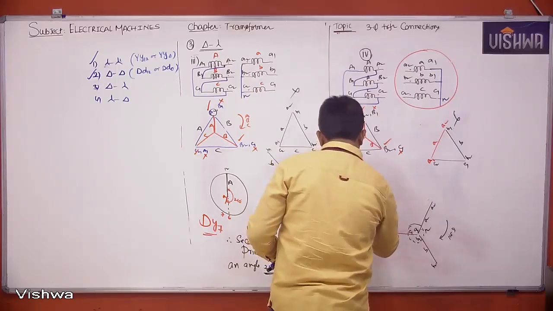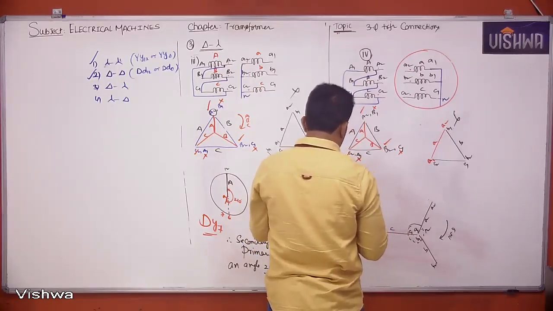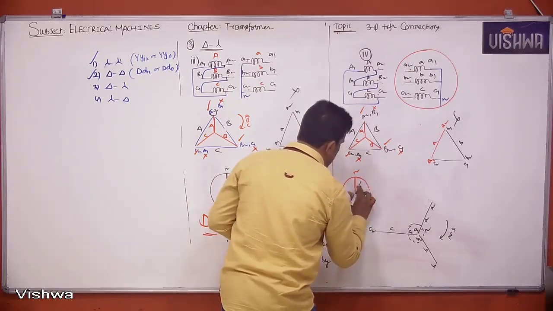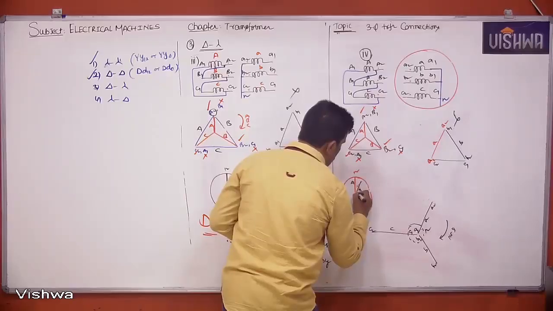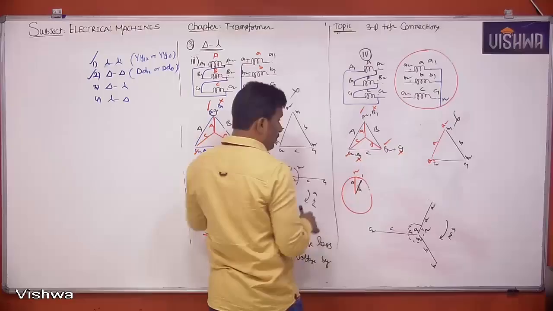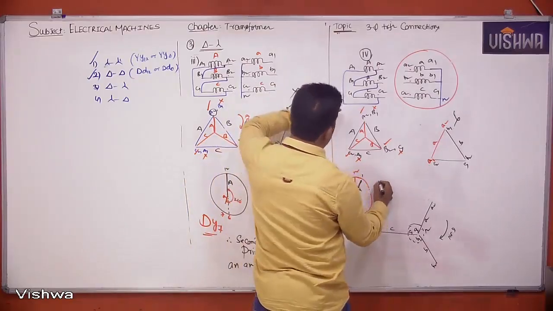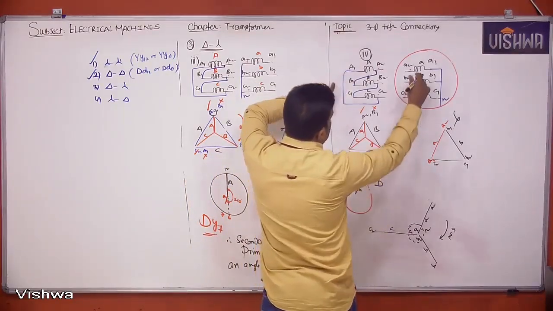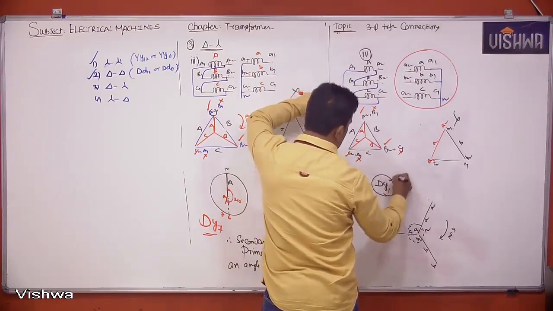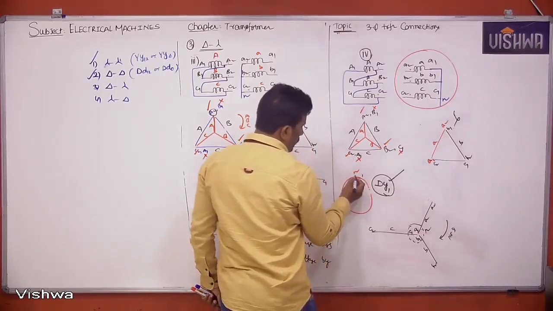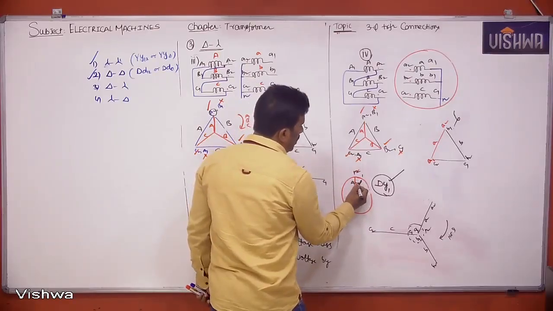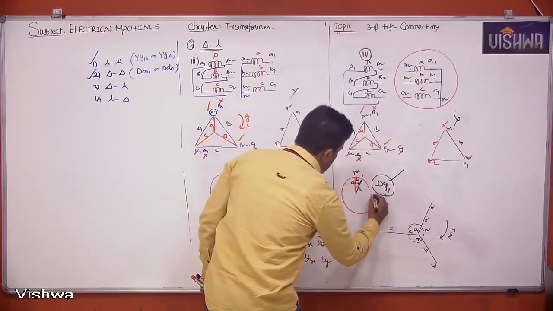This is capital A at 12 o'clock, and small a is at what time? Small a is at 1 o'clock. So what is the angle between 12 and 1 here? 30 degrees. So first of all tell me the connection. Primary is delta, capital D. Secondary is star, small y. Dy1 is the connection, and obviously when compared with your primary, secondary is lagging or leading? Lagging by how much angle? 30 degrees.